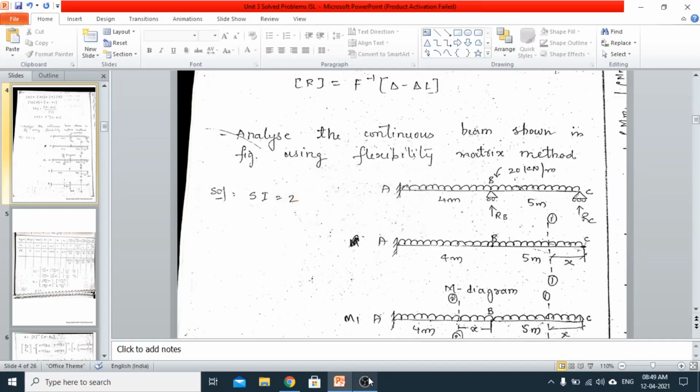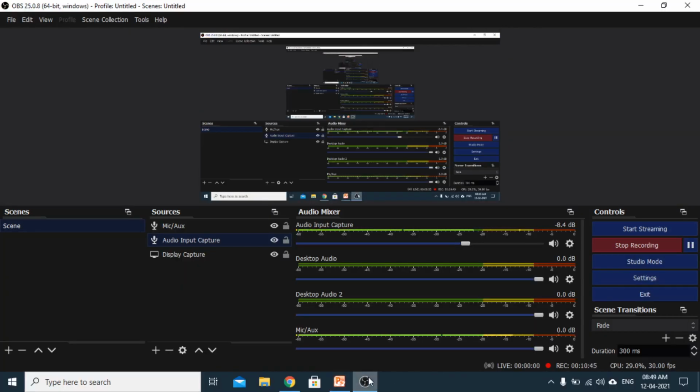Okay. In the next step, we go for the M1 diagram wherein we have removed the UDL. You can see here we have removed the entire UDL and we have placed RC, but we have placed 1 kilonewton. Always remember we have to place 1 kilonewton since we have studied the unit load method in strength of materials. The flexibility matrix method is completely based on the unit load method only.